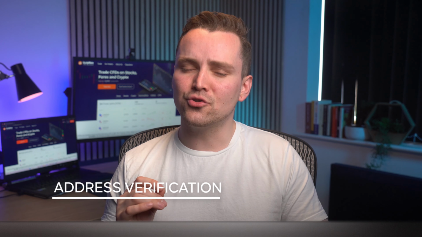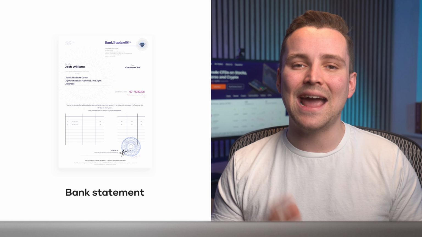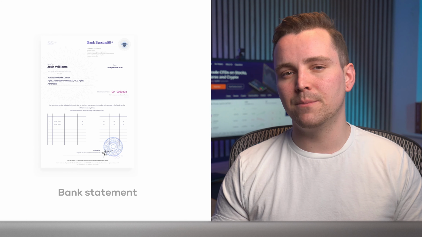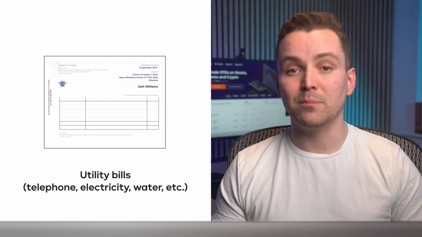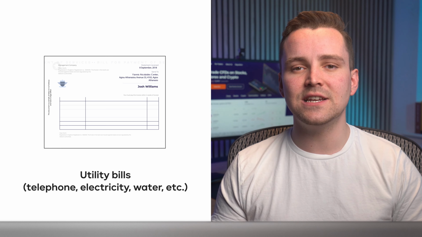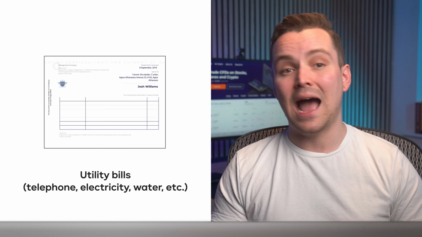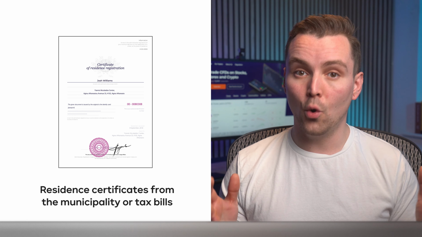Now, let's take a quick look at address verification. What documents can you provide? Well, it could be a bank statement or letter about your bank account, which must show you have an active account there. The document must be on a letterhead or show the bank's logo or stamp. Alternatively, you can provide a recent utility bill to prove your address of residence. Please note that iqoption accepts utility bills for phones, landlines and mobiles, electricity, water, etc. You can also provide digital bills in the PDF format, as well as photos of paper ones. Other documents that can prove your address may include residence certificates from the municipality or tax bills.